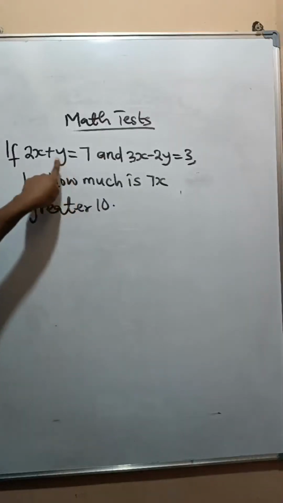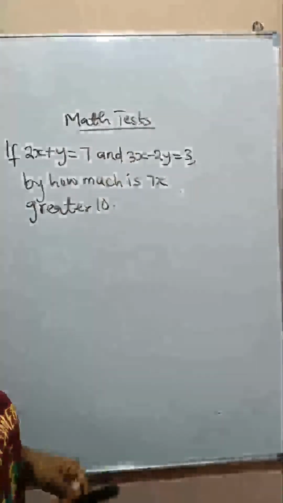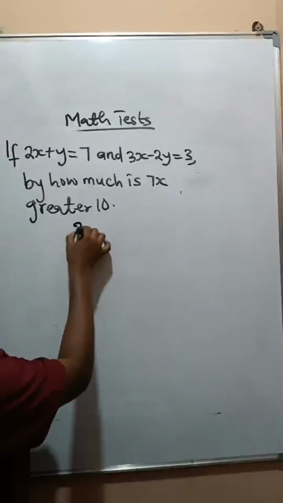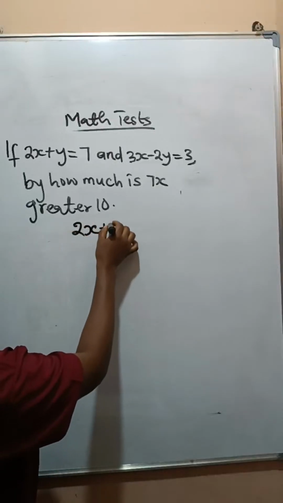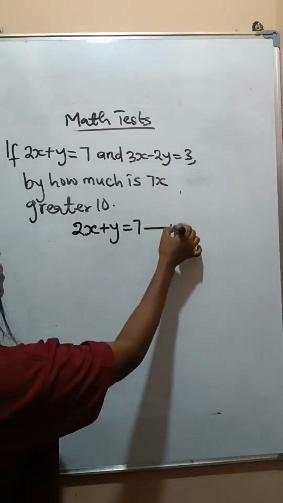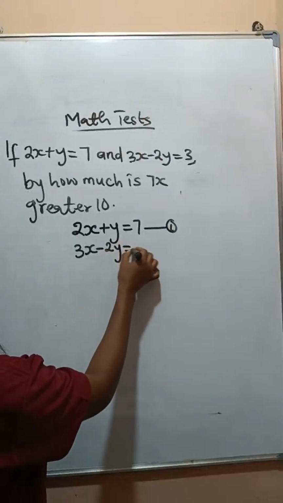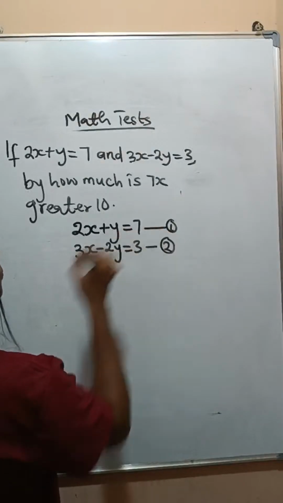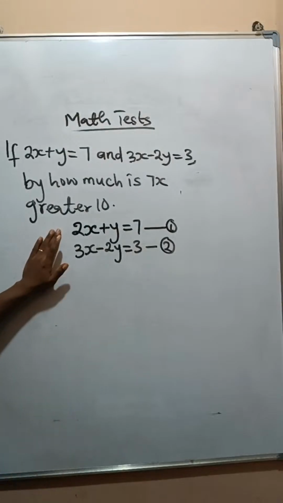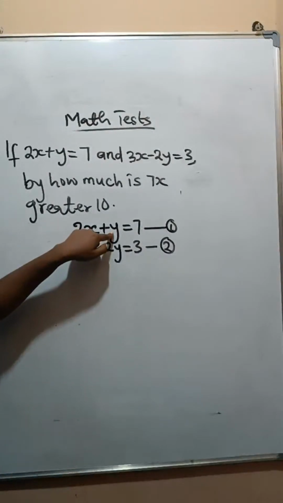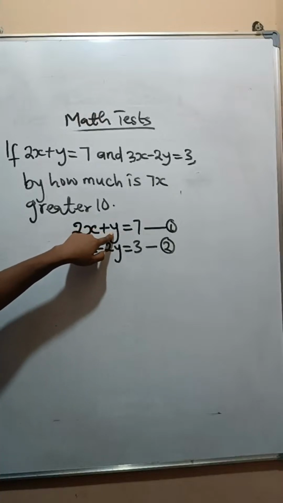First of all, we need to solve this and this to get our x. That is the beginning of everything. So we solve them simultaneously. We have 2x plus y is equal to 7. This is equation 1. Then we have 3x minus 2y is equal to 3. This is equation 2. Since the coefficient of one of the variables is 1, I'm going to use the substitution method. It's going to be easier for me instead of solving using the elimination method.